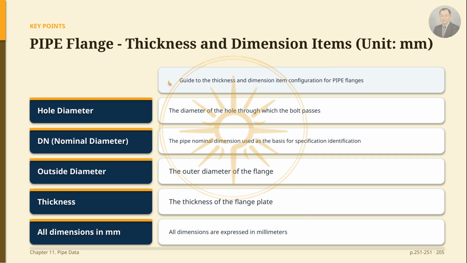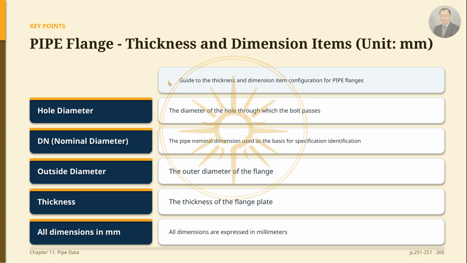This table summarizes the specifications for piping flanges and follows the same structure as the cast steel flange standard we looked at previously. Hole diameter is the diameter of the hole for the bolts, and DN is the nominal diameter, which serves as the standard for identifying the piping size.